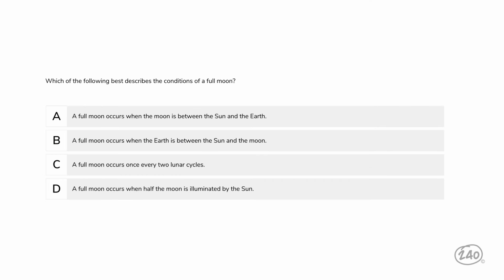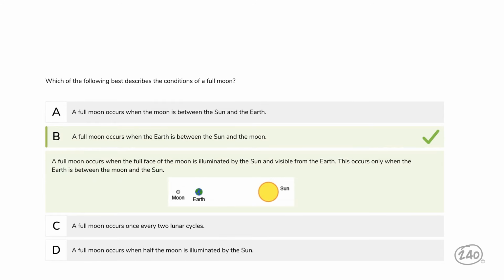And last, but not least, how about we check out a question on the phases of the moon? Which of the following best describes the conditions of a full moon? A full moon occurs when the full face of the moon is illuminated by the sun and visible from the Earth. So this is the correct choice. This occurs only when the Earth is between the moon and the sun.